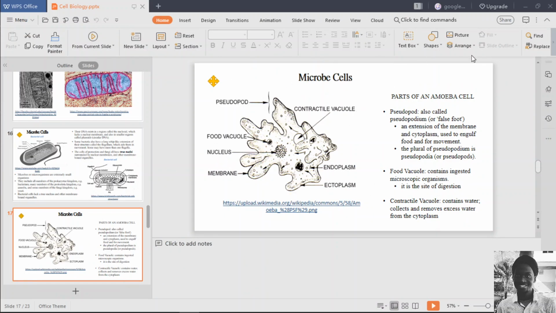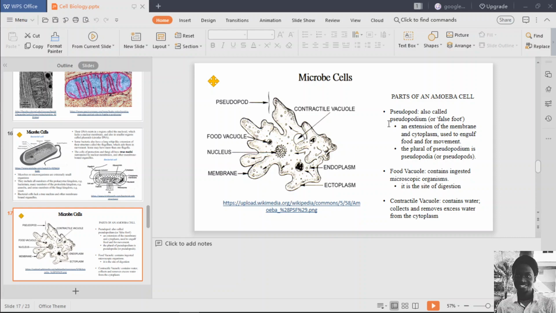Continuing with microbe cells, we have the amoeba cell, and that belongs to the kingdom Protoctista. The amoeba cell has what you call the pseudopods. This is a cell. You have the pseudopods, or pseudopodium. Pseudopodium or pseudopod is singular. Pseudopodia or pseudopods is plural.